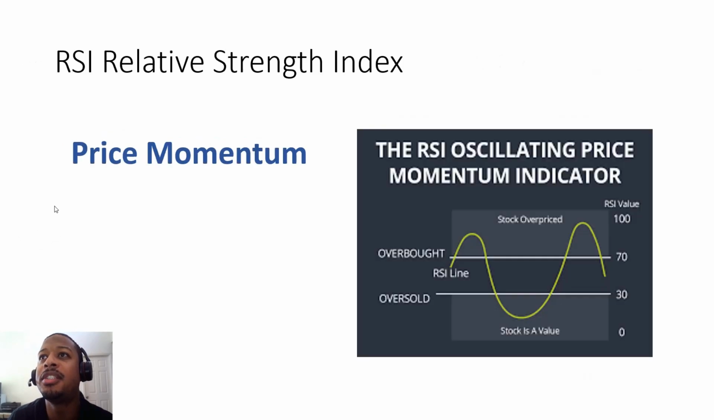Then there is relative strength index. This is another oscillator. What relative strength index does is it measures price momentum. So what this does is measure the magnitude of recent price changes that tells you if a stock price might be oversold or overbought at that price. Oversold is when it's 30 or below. Overbought is when it's 70 and above.